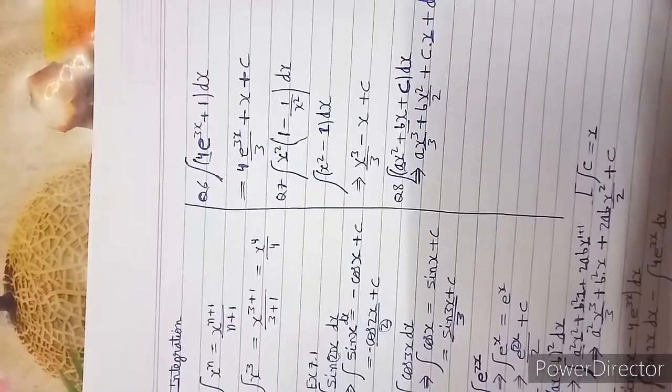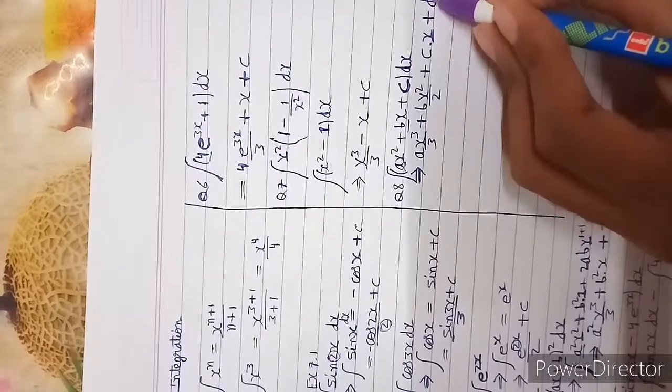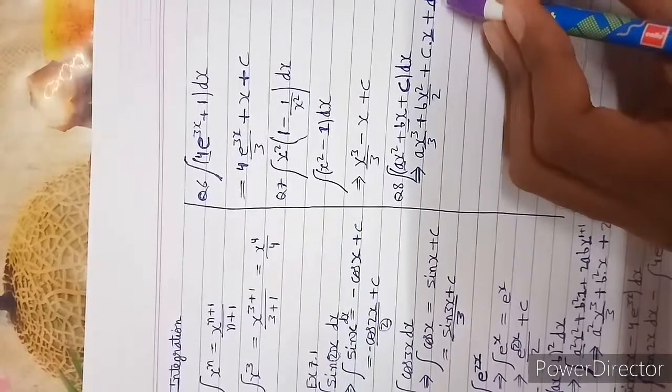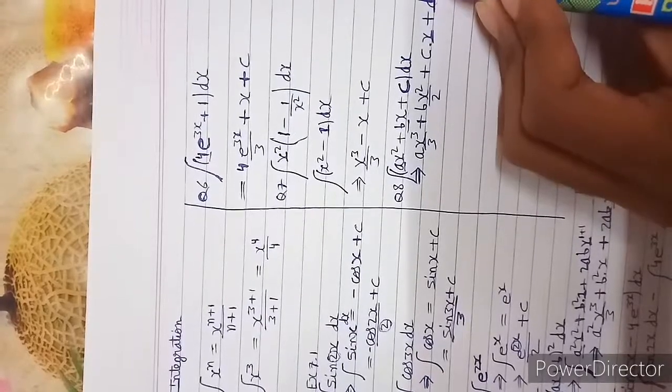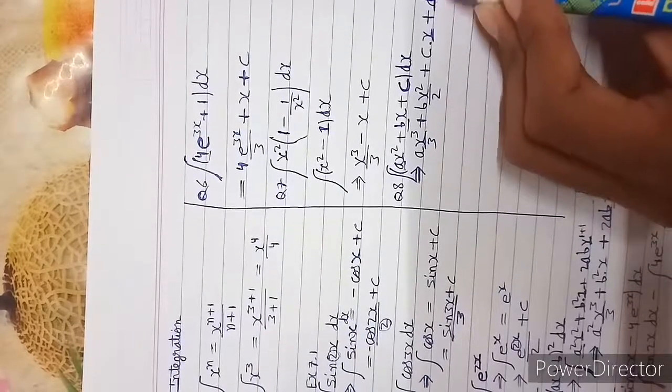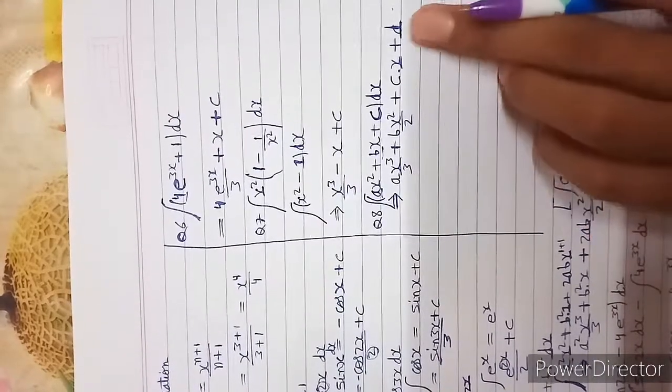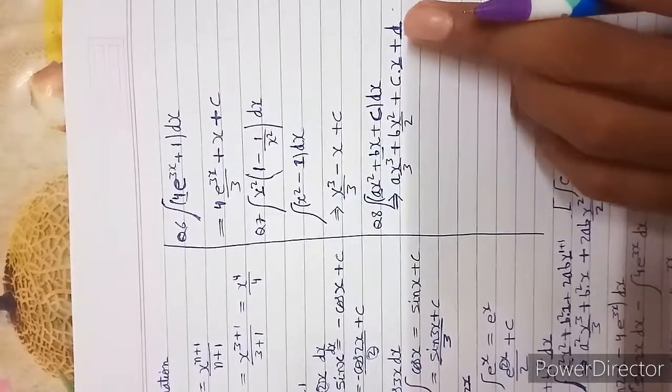So to avoid confusion, I have used d here. You can put any algebra, you can put c also here, but a little bit of confusion can be created. So to avoid that, we have used d instead of c.